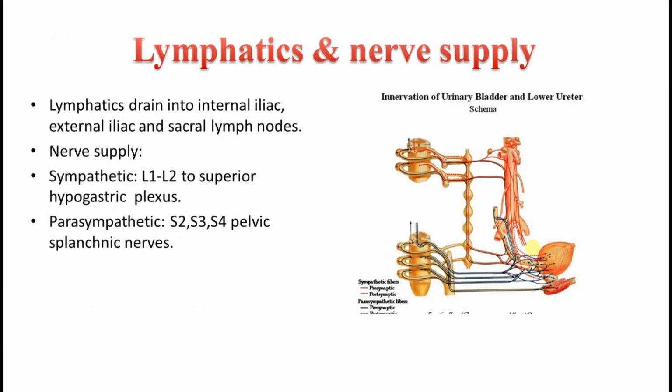So lymphatics drain mainly to the internal iliac nodes, external iliac and sacral nodes. Sympathetics are from L1, L2 segments of the spinal cord to the superior hypogastric plexus. Mainly they are vasomotor and carry pain sensations.